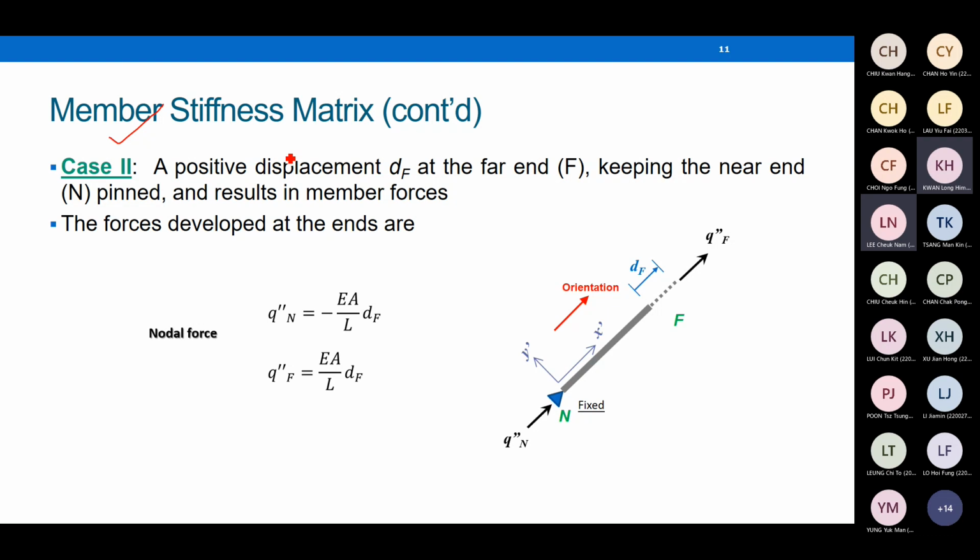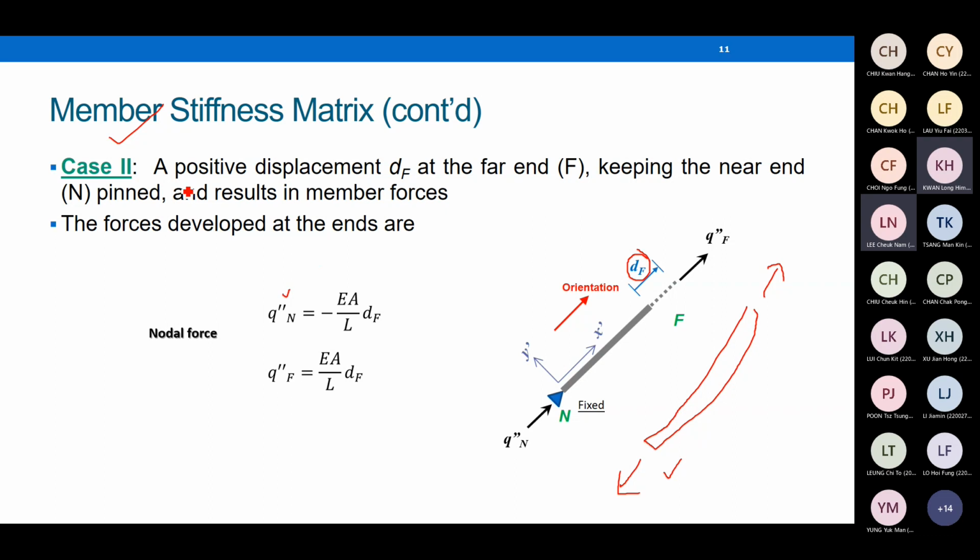Here I use double prime to denote that it is the second case, case two. Okay, the force at node N right here is equal to minus EA over L times dF. Scenario two, we just consider dF but no dN, which means that the member is under elongation, which means it is in tension. For a member in tension, the force on the left-hand side is opposite to our definition in the pictures. So there's a minus sign. Q double prime F is positive, equal to EA over L times dF.